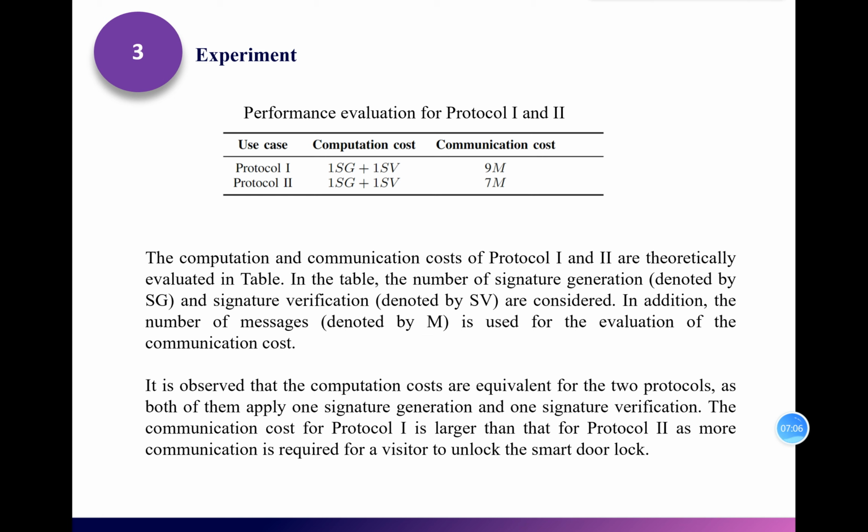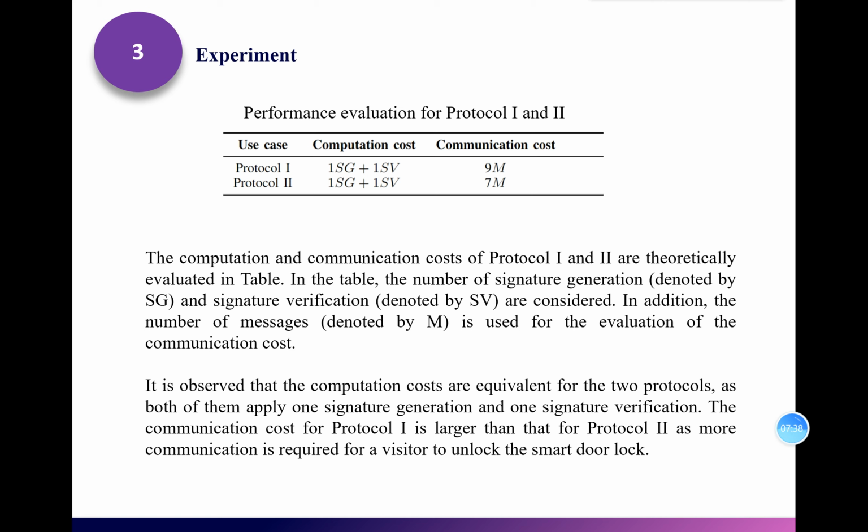Next, I will show our experiment. This table shows the computation and communication cost of the visitor protocol and the host protocol theoretically. In the table, the number of signature generations denoted by SG and signature verifications denoted by SV are considered. In addition, the number of messages denoted by M is used for the evaluation of the communication cost.